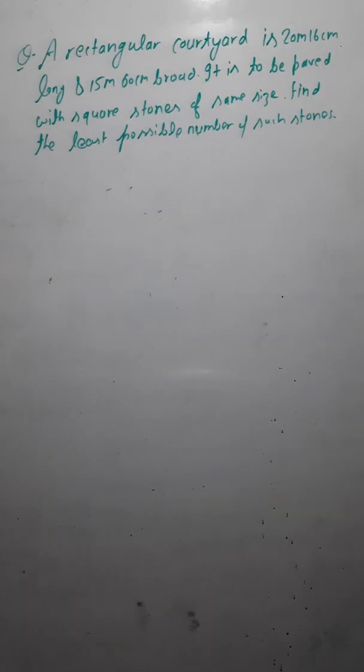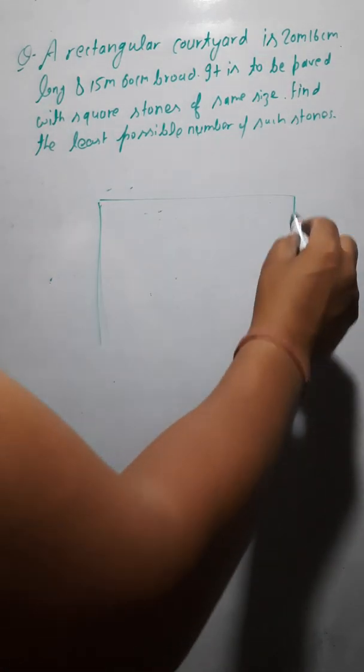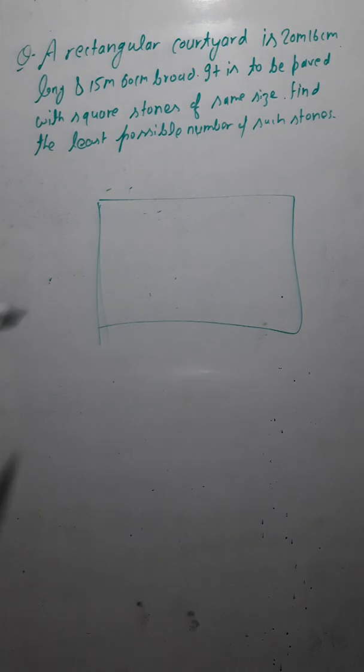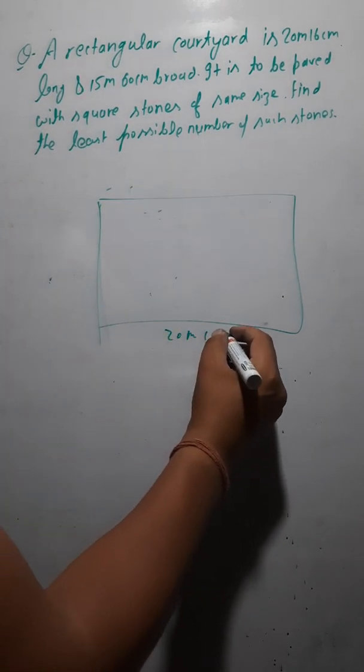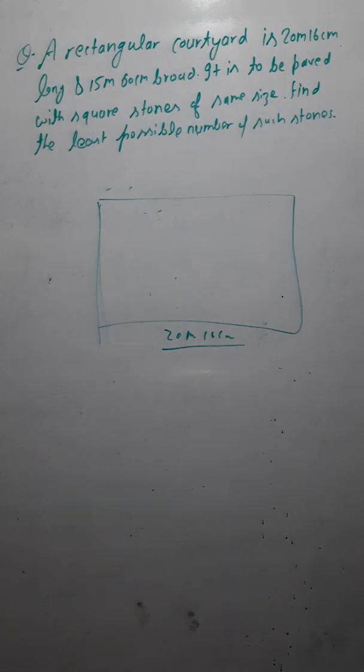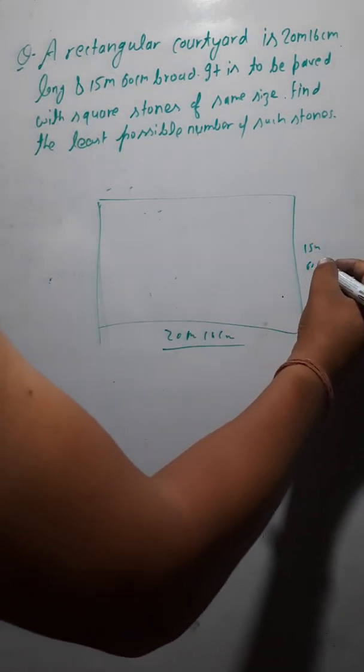Now here we have the next question. A rectangular courtyard is there. Let's say this is the rectangular courtyard, and it is 20 meter 16 centimeter long. This is the length there. And how much broad is it? It is 15 meter and 60 centimeter broad.